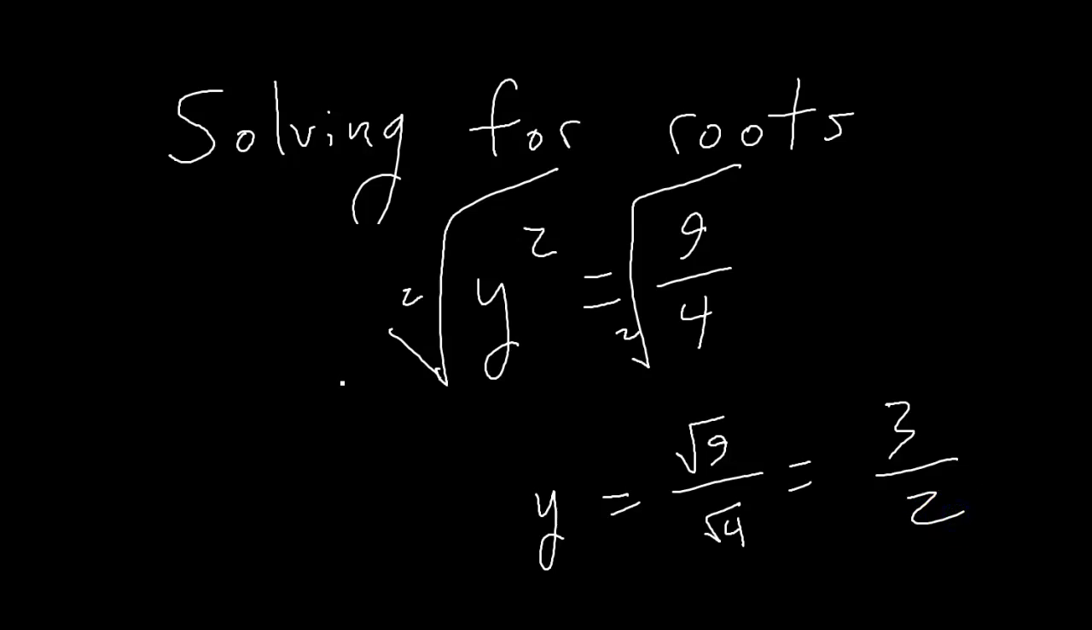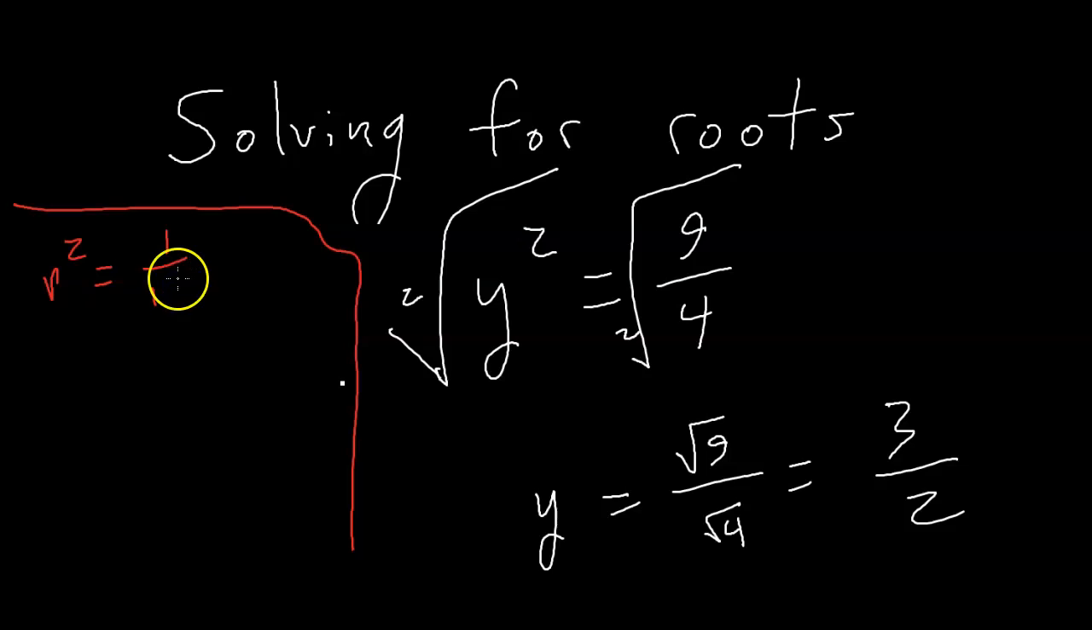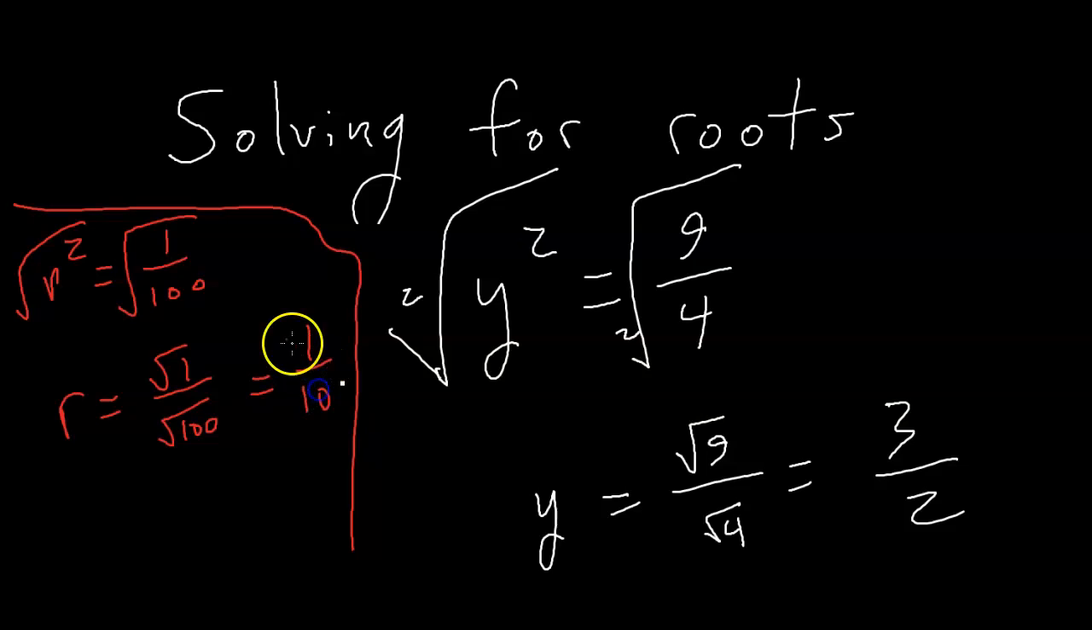Similarly, if we had something like r squared equals 1 over 100, you just take the square root of both sides. You get r equals the square root of 1 over the square root of 100, which is just 1 over 10. So r equals 1 over 10.